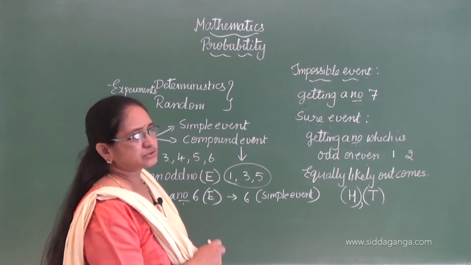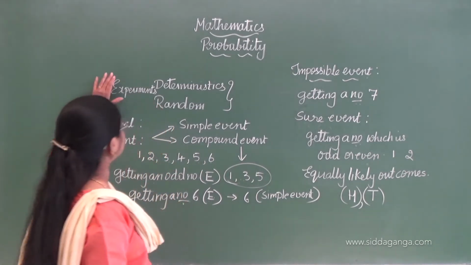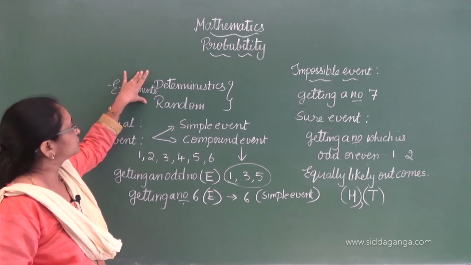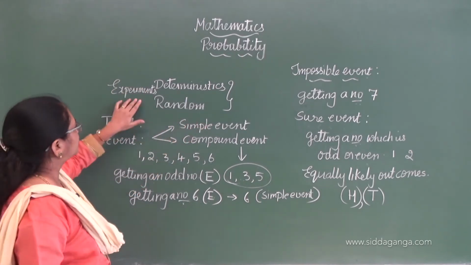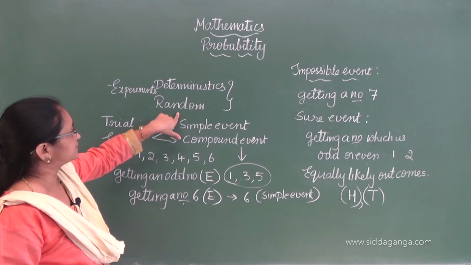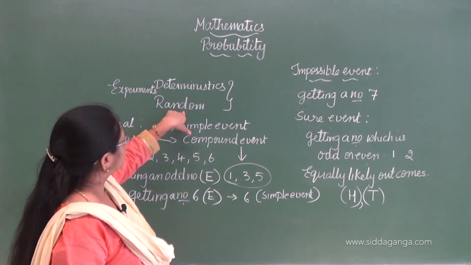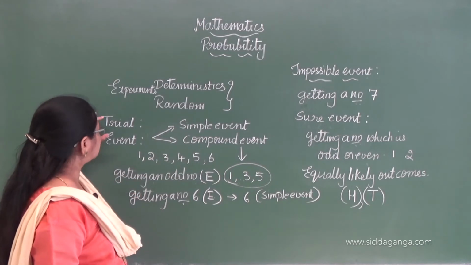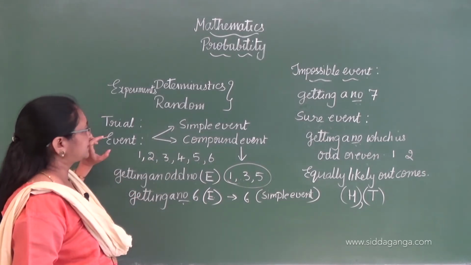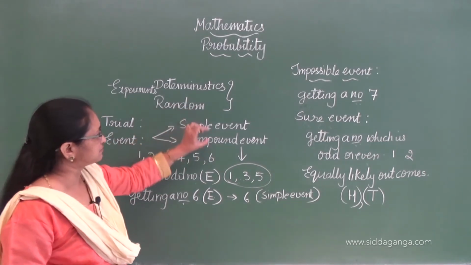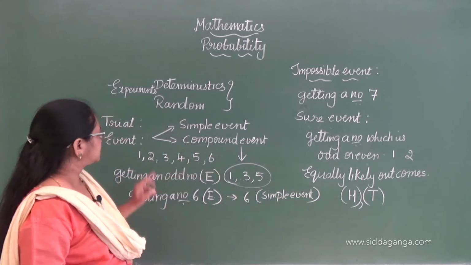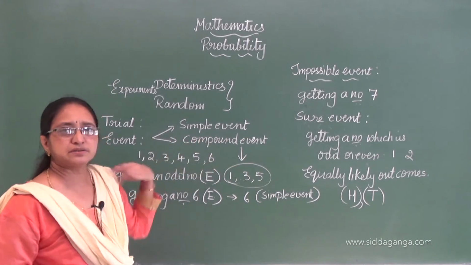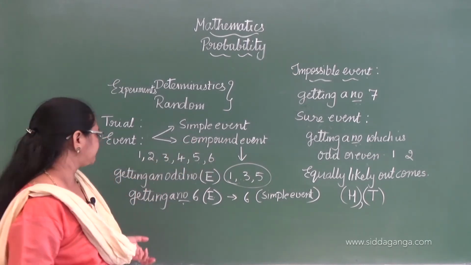I hope you understood all this. One, we studied what are experiments. It is an activity where you will expect the outcomes, and there are 2 types of experiment, deterministic and random, and then trial and event. Under event again we have simple event and compound event. Simple event means the outcome will be only one, but compound event will have more than one.